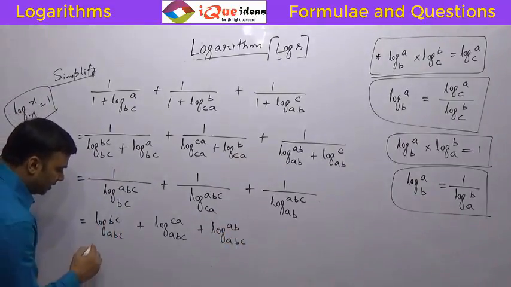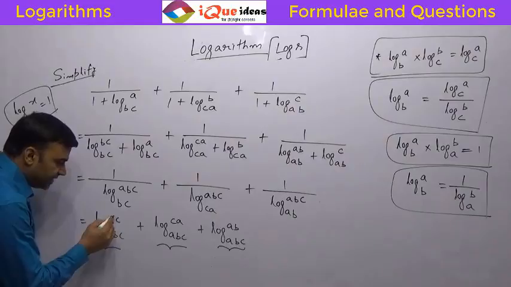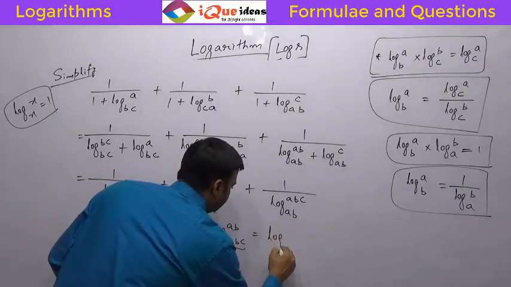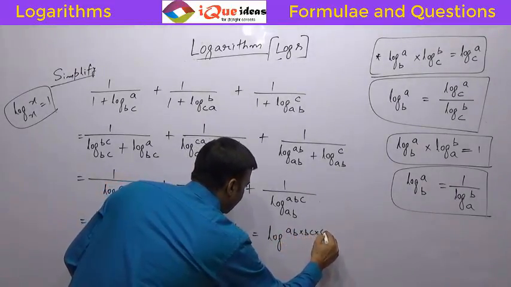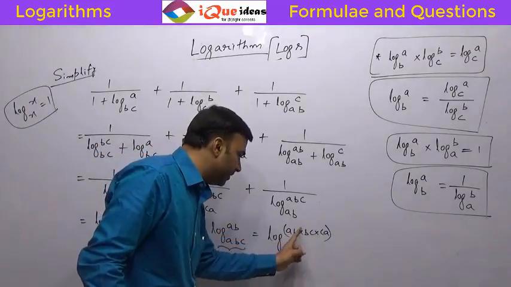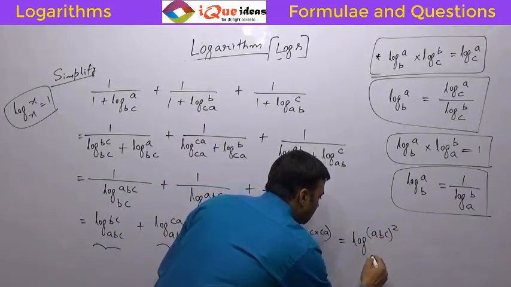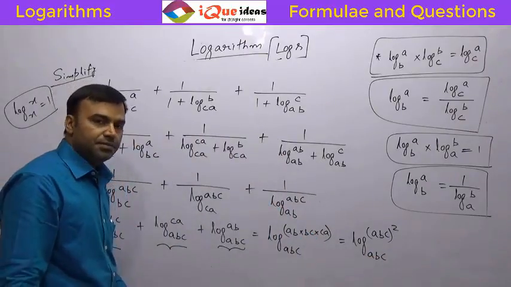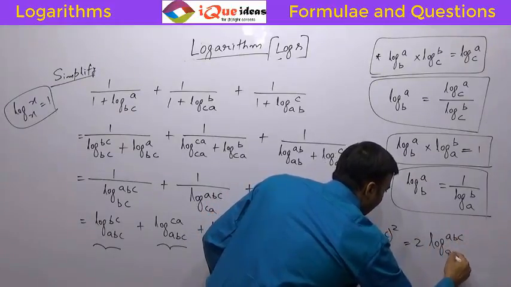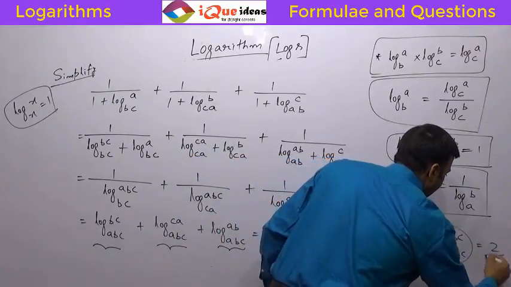Now you see, these are the 3 logs to be added and all of them have the same base ABC. So the numbers inside, that is BC, CA and AB, will get multiplied. So what do we get from here? We get log of AB into BC into CA to the base ABC. Now what is AB into BC into CA? It is A square, B square, C square, which can be written as log of ABC whole square to the base ABC. Now this 2 comes out and we have 2 times log ABC to the base ABC. Now this log ABC to the base ABC must become 1. So the final answer of the question is 2.